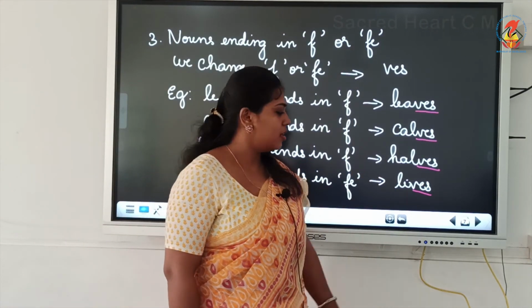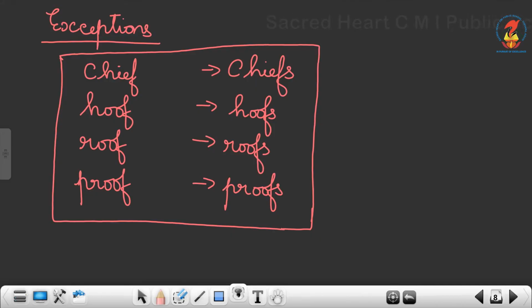Is that clear, children? Now, here also there are exceptions. These are the words that you have to keep in mind. These words do not stick to our rule. Our rule is not applicable here. These are the words. Chief. For the word chief, as per the rule we have learned, if the word ends with F, we have to cut F and add VES, right? But here it is different. We just add S. So, chief is chiefs.